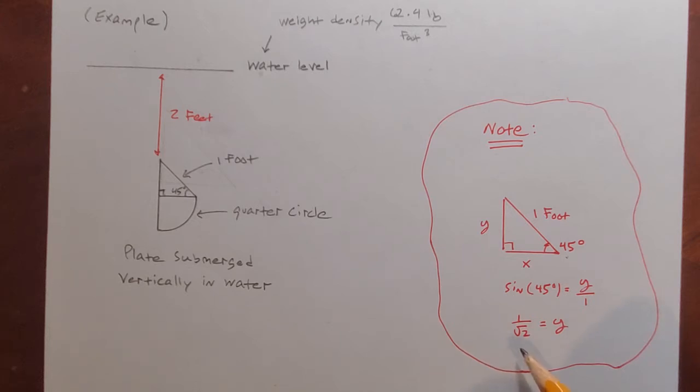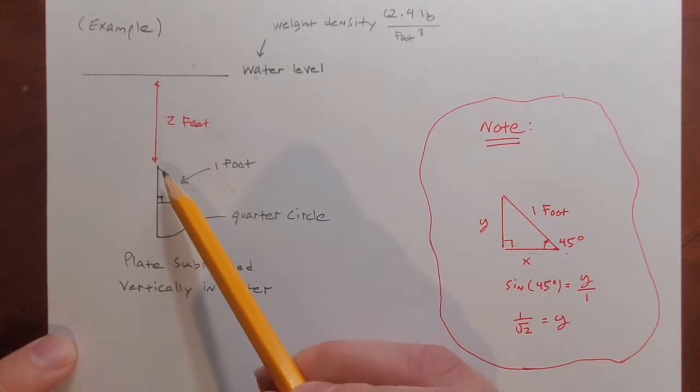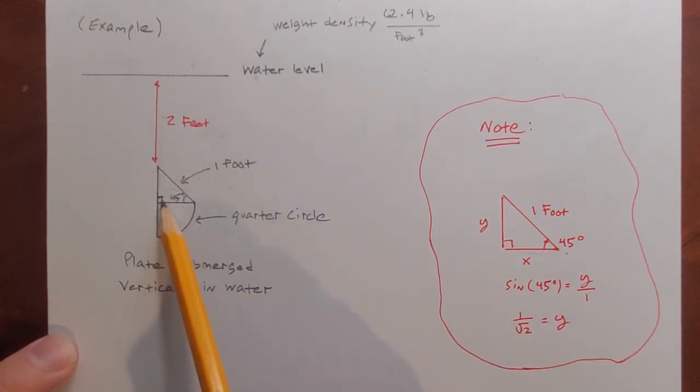They end up being the same because these angles are the same. But if you use sine or cosine to solve for either of them or both, they're each going to be 1/√2. So this triangle right here is 1/√2 feet like this and 1/√2 feet like that. Well, that tells us the size of that circle, doesn't it?